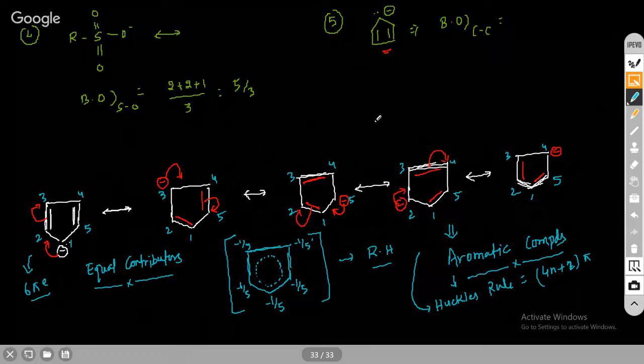Like I gave you one example in the last class. There we have 4n plus 2 pi electrons, but the molecule is not aromatic since it is non-planar. If you remember, I gave you this compound last class, and you see the number of pi electrons follows Huckel's rule, right? But this is not an aromatic compound because the molecule is not planar. Now if the molecule is not planar, then obviously resonance is not possible. The charge or the pi electrons will not be distributed equally over the entire molecule, and that's why it is not aromatic. Is it clear?